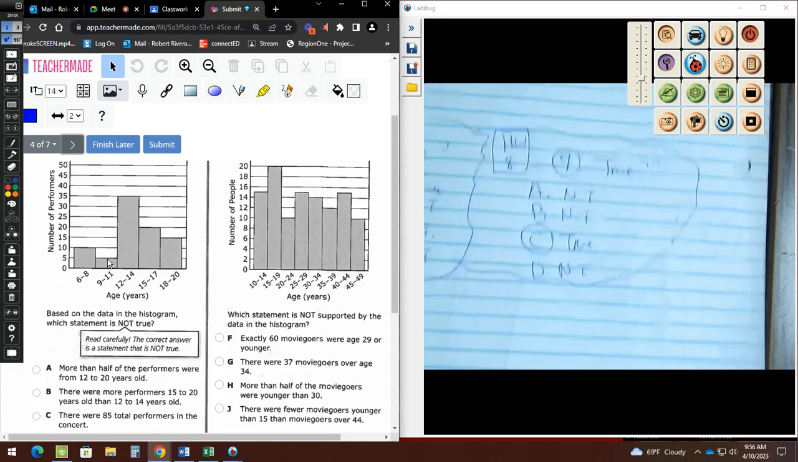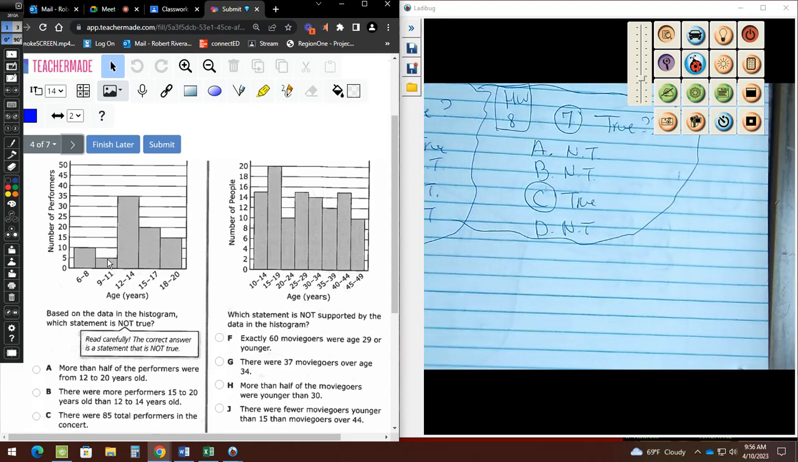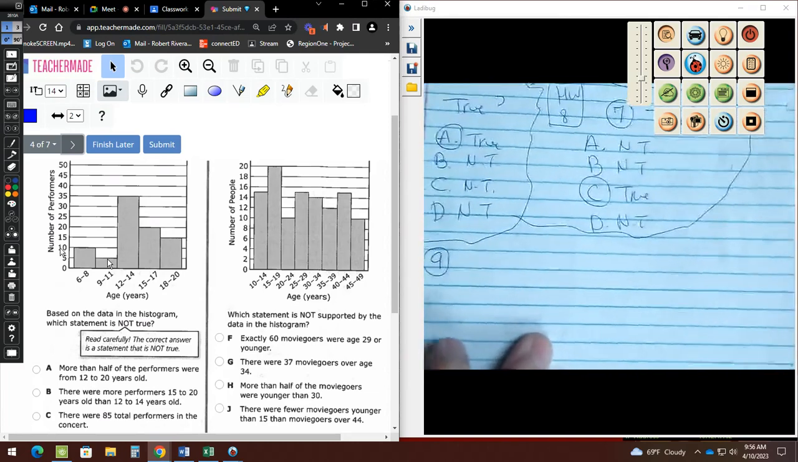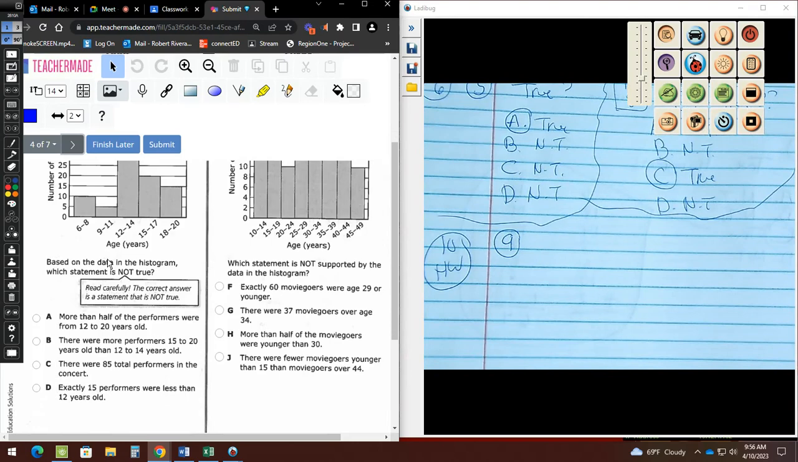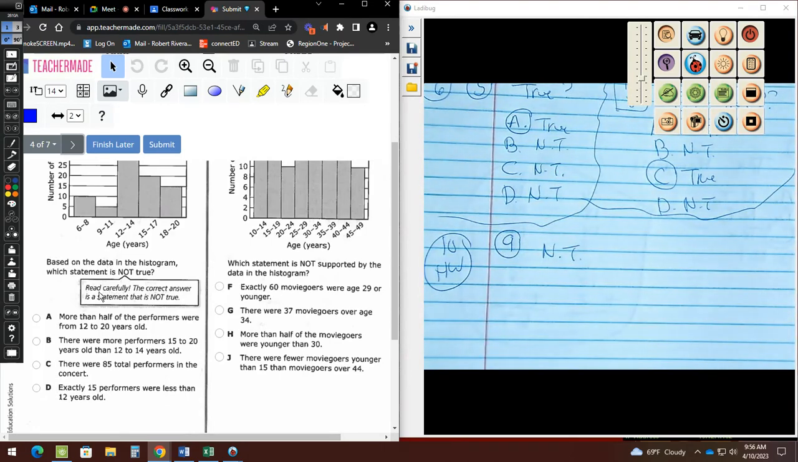Here we go. The one not true, so be careful. Not true. So number 9, thank you. Number 9, and then 10 is for homework. So number 9. They want not true, so let me put here NT, and I want to start reading.